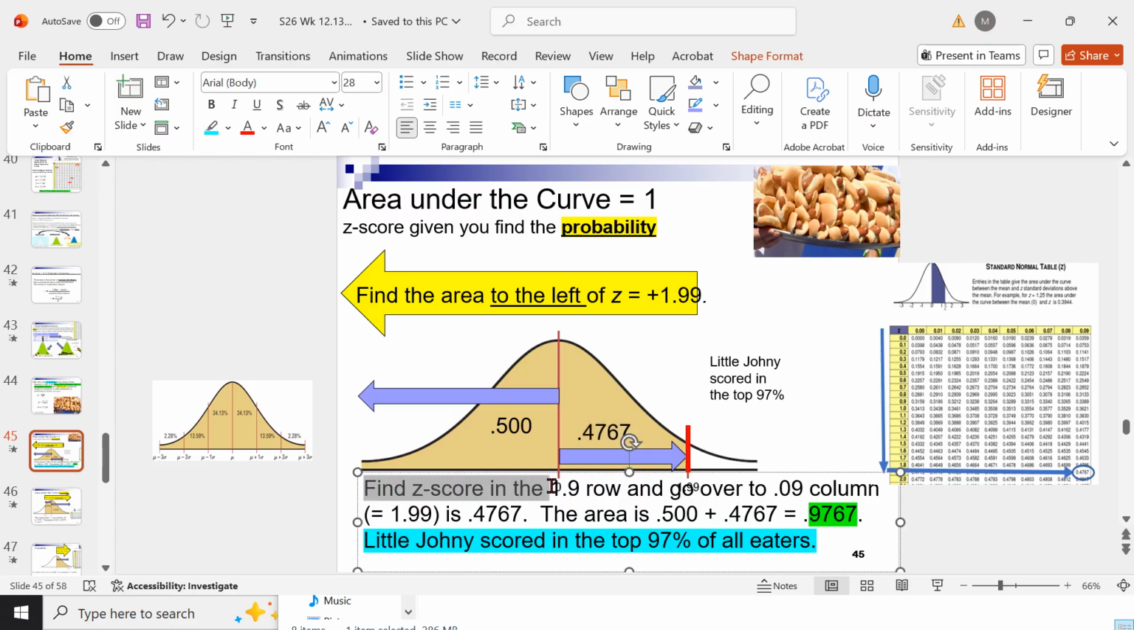So you find the Z-score, 1.9 row, and go over to the 0.09 column, and there's the number we found. Remember the Z-score table measures from the zero mean to the Z-score itself, and that's your probability, your area under the curve. The area there is 0.5. You can't exclude that, because you need to add up both of these. So the total area under the curve in this case is 97.67%. So little Johnny scored in the top 97% of all eaters at his family reunion.